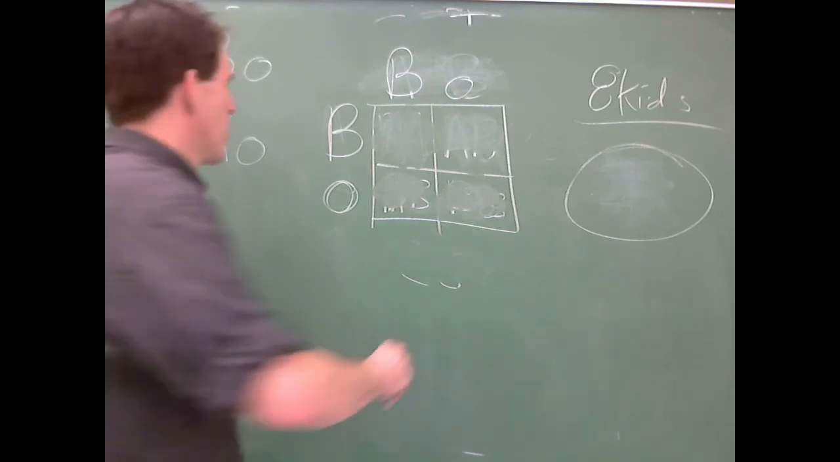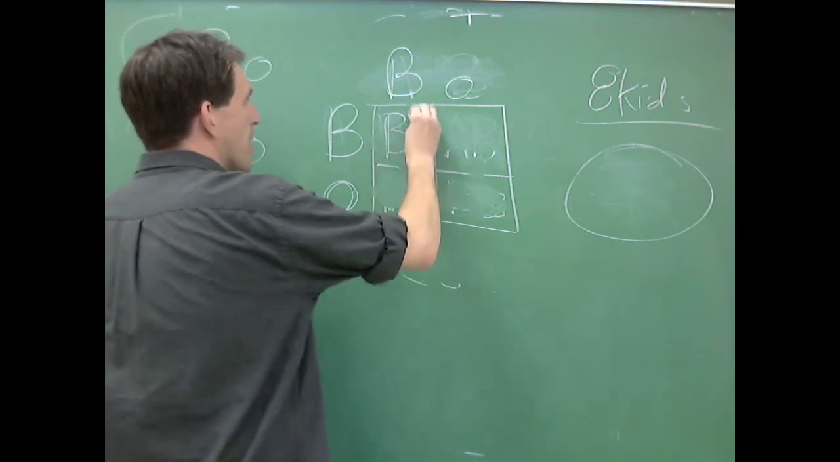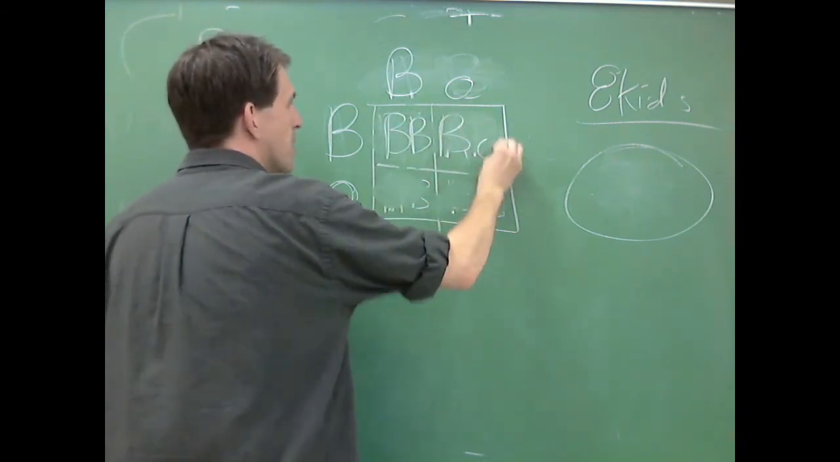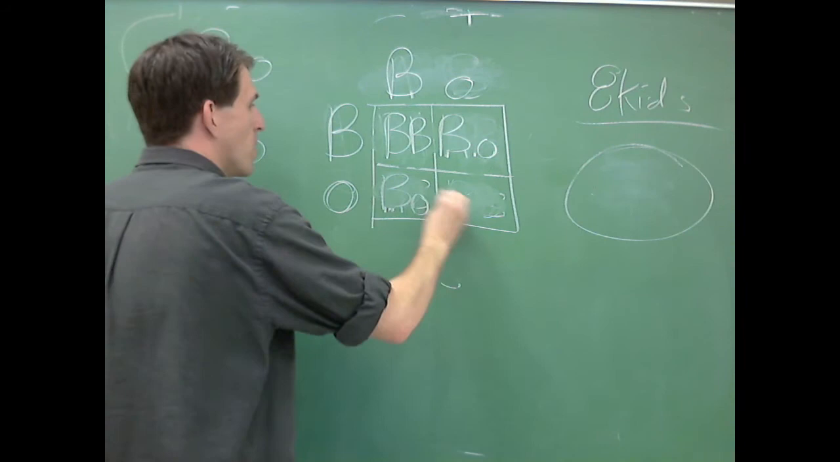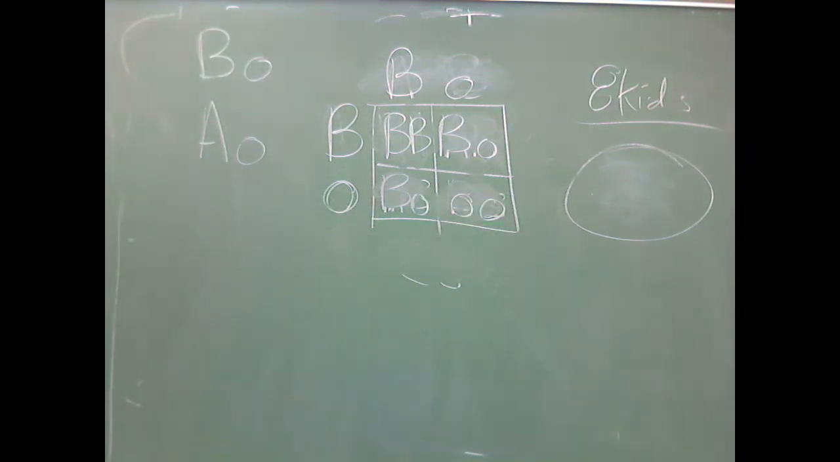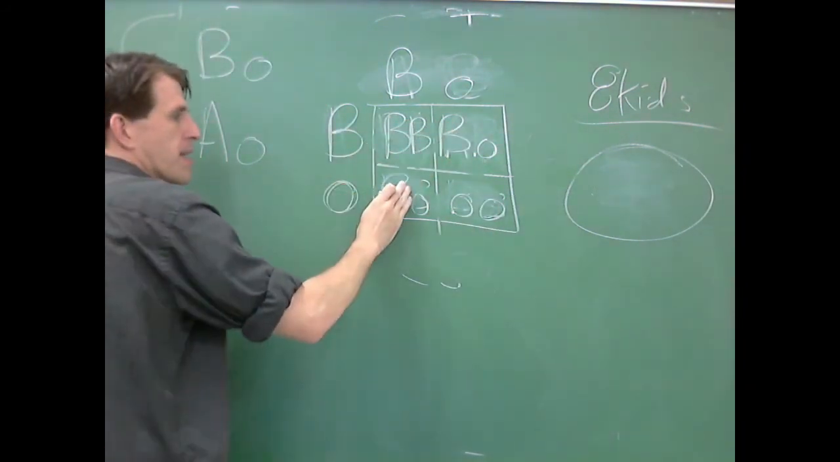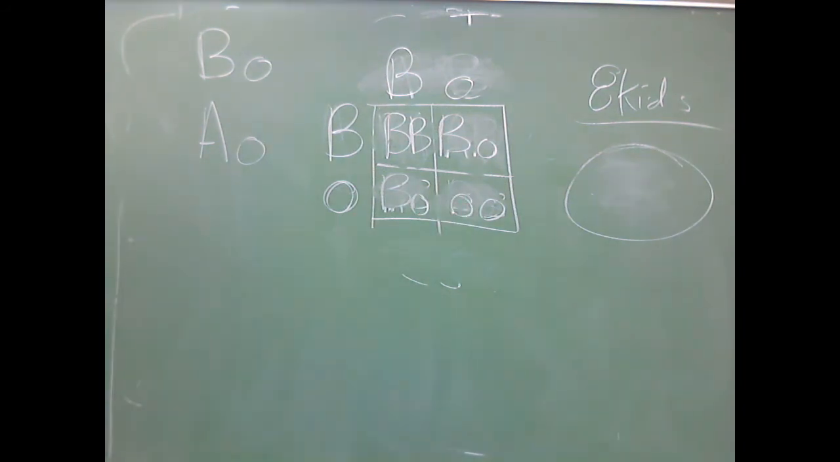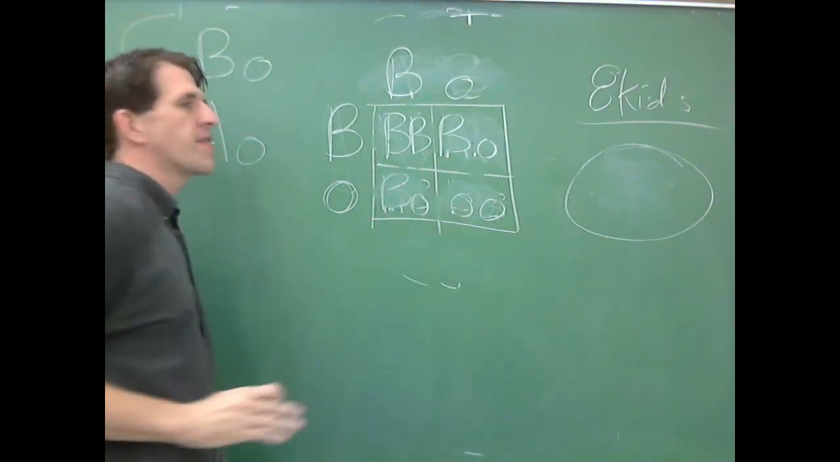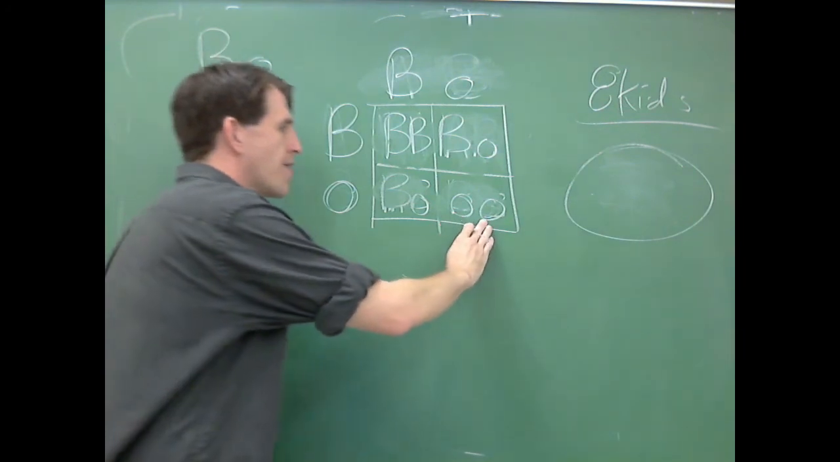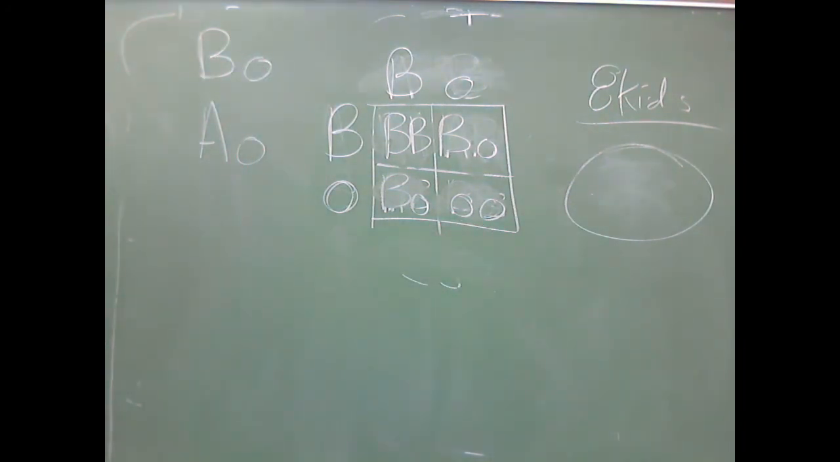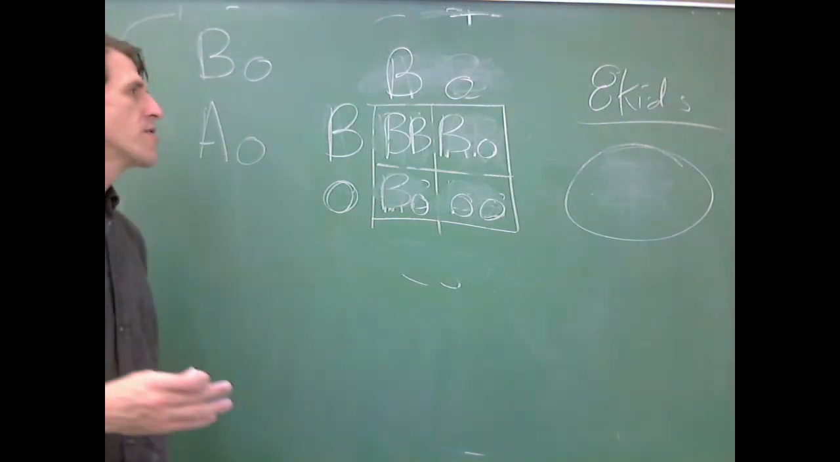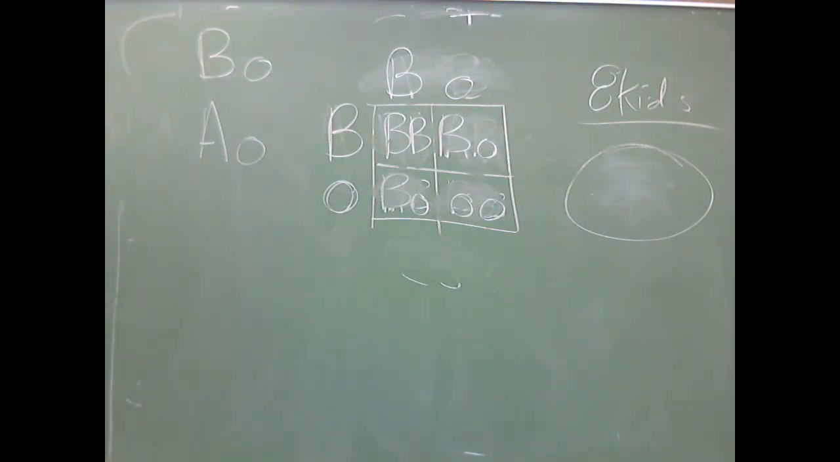Again, for the people that are following this on YouTube, let's talk about this. We have B and B, B and O, B and O, and O and O. Type B, type B, type B, type O. So we can say that 75% will have type B blood, 25% will have type O blood. 75% of 8 is 6. 25% of 8 is 2.